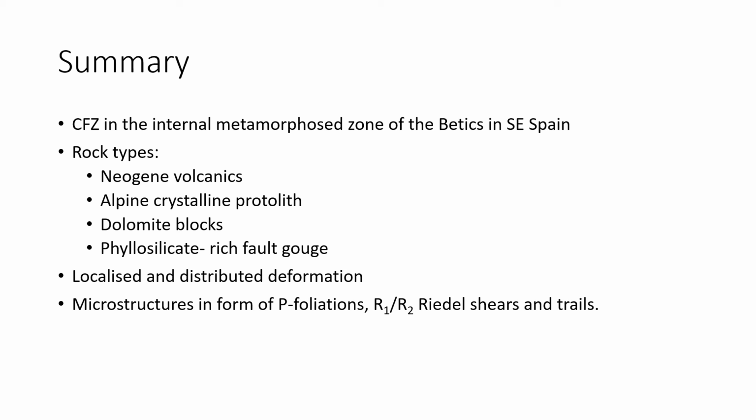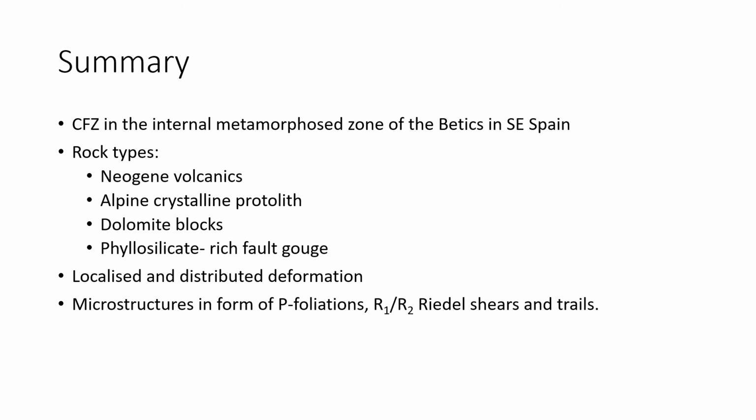Overall, the Carboneras fault zone is located in the internal metamorphosed zone of the Betics in southeast Spain. It is a 1 km wide, left lateral strike-slip fault zone that is composed of a wide variety of rock types and layers. It is composed of an anastomosing phyllosilicate-rich fault gouge that is the fault core, and it holds together large dolomite blocks. I set out to find what deformation and microstructural features are present within these rock types.